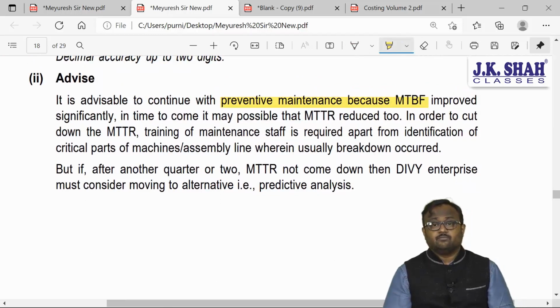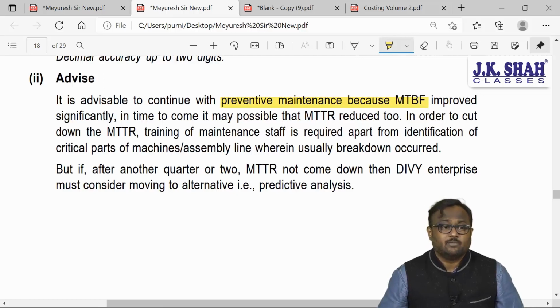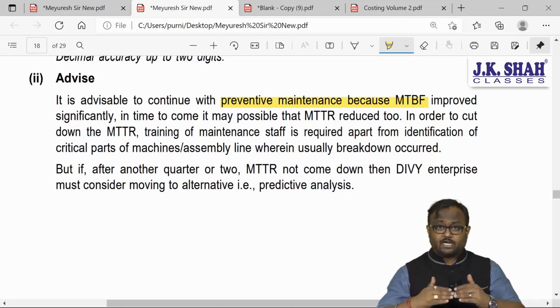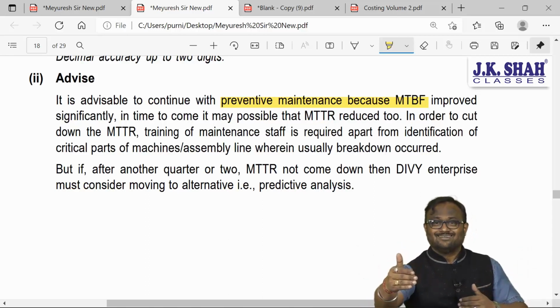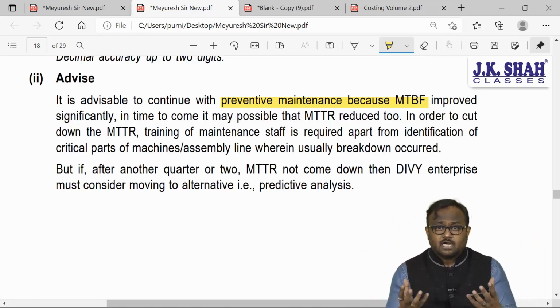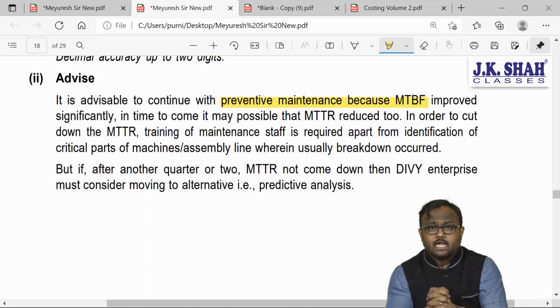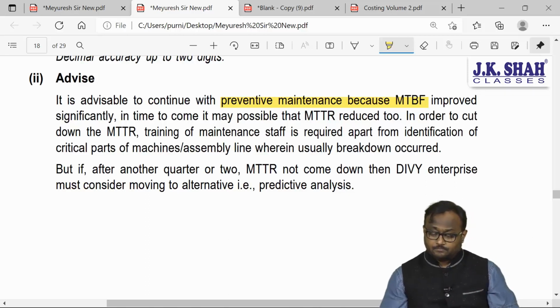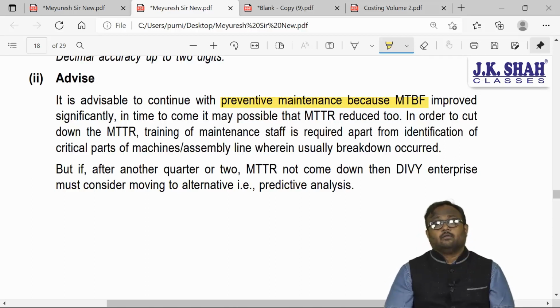because MTBF is improved. See, repair work is minimum, but why you want to go for repair work? Arre yaar, if breakdown doesn't happen it is better, there shouldn't even be a need for repair. If your breakdown is prolonged, it is better for you. If your breakdown is prolonged, idle time is eliminated, production is more, efficiency is increased, productivity is increased. So repair time or mean time for repairs cannot be the basis of decision making. I would always prefer going for the new system.